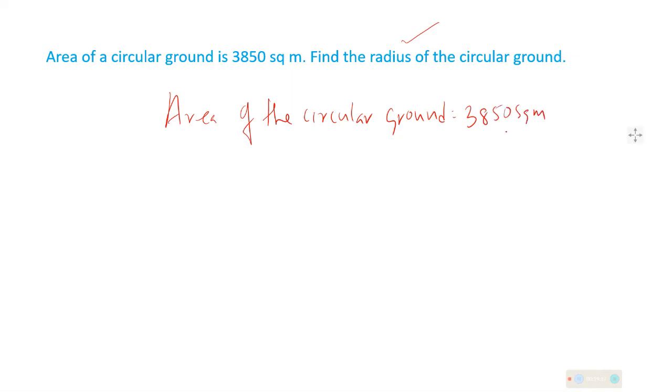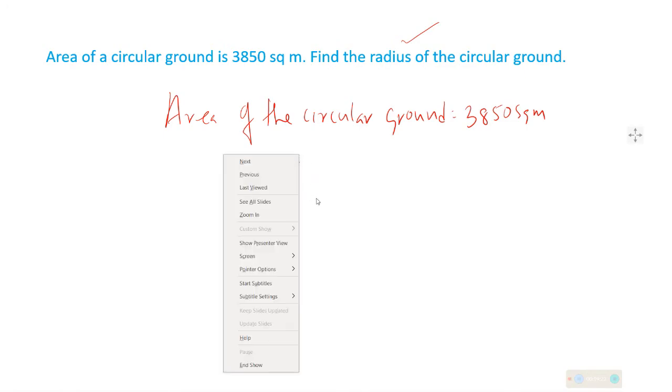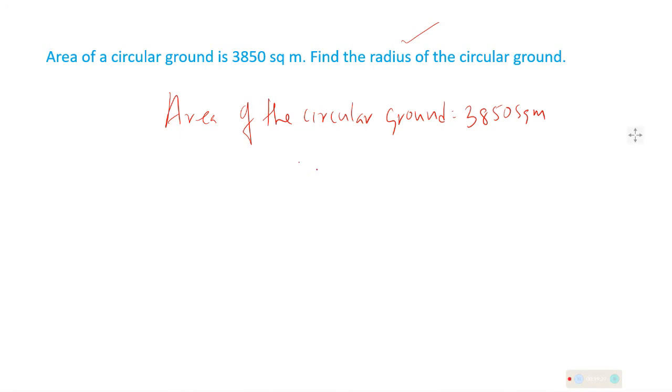3850 square meter, right? So we know the formula of area of circle. Area of circle, 3850 is equal to pi r square. So that is what is given. So instead of pi, we will be writing 22 upon 7, and r square we will calculate, because we are asked to find out the area.